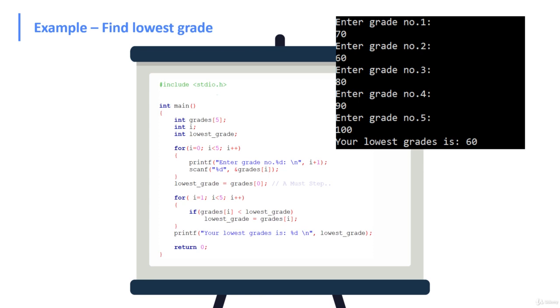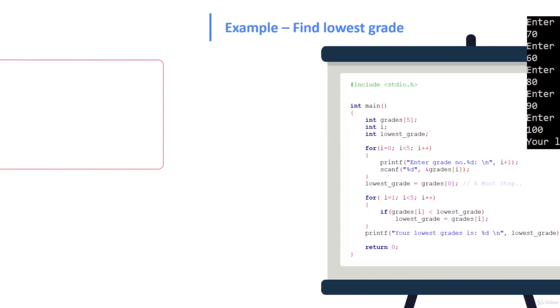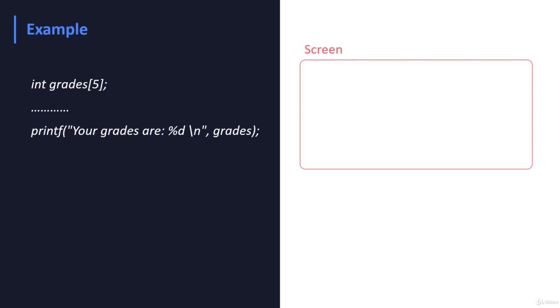Now, once you've got all your grades and you've found out what the lowest grade is, you may also want to print out all the grades to the screen, just to take another look at them, for example. So how will you do it? How will you accomplish this task? Can you simply use just one printf line to print the whole array, something like this?